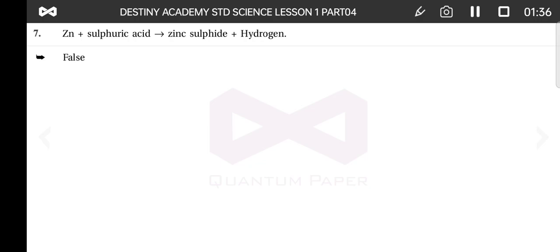Zn plus sulfuric acid is called zinc sulfide plus hydrogen. That is false. That is zinc sulfate. Remember, ZnSO4 will be there. So it will be zinc sulfate plus hydrogen. So if it was written like that, zinc sulfate, then that is true. But it is false.